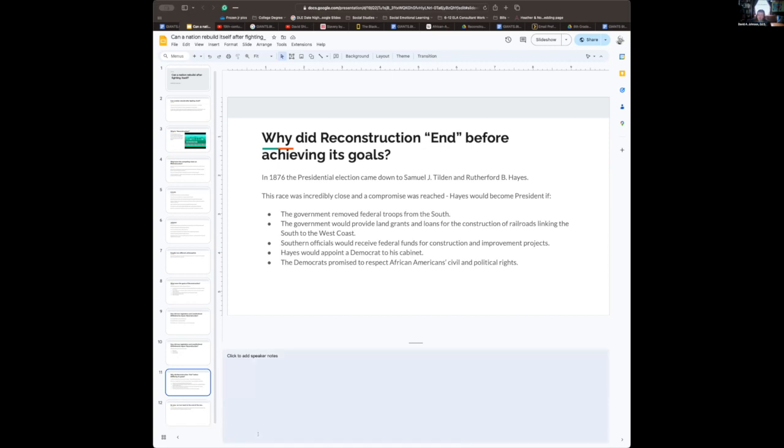Land grants, which Phil talked a little bit about, and we'll talk a little bit more about in this particular unit. We said that Southern officials would receive federal funds for construction and improvement projects. So we start to send some money down to build without expecting things in return. And then the Democrats were like, yeah, do this and we'll totally respect all African American civil and political rights. Not necessarily how it went down in practice.